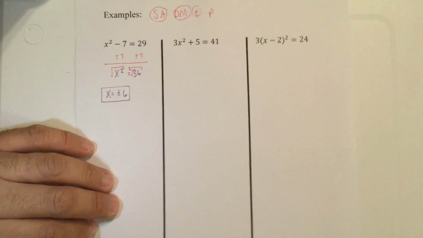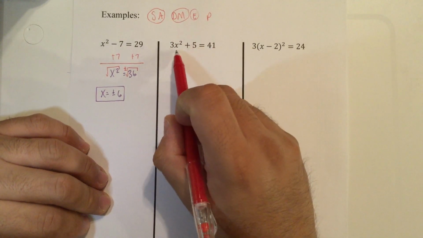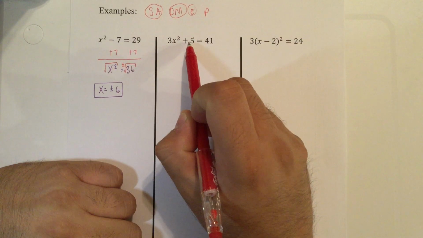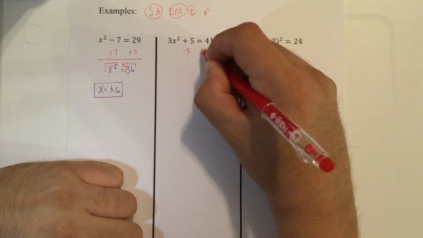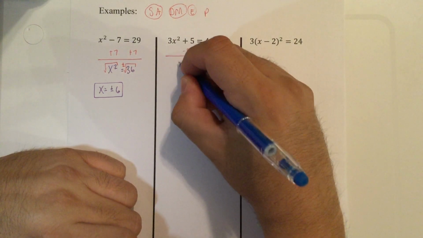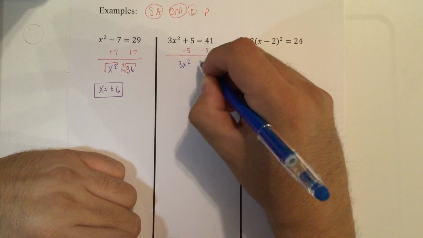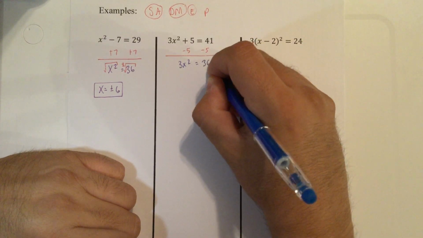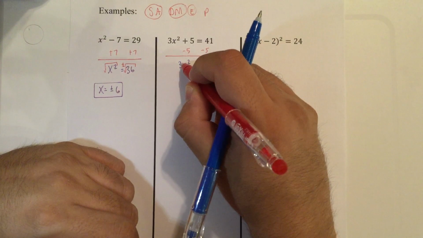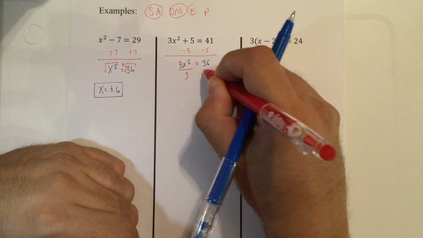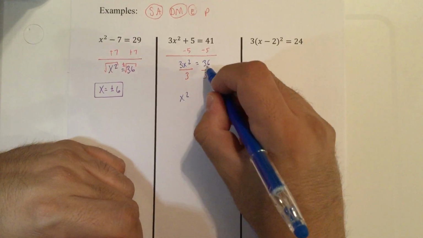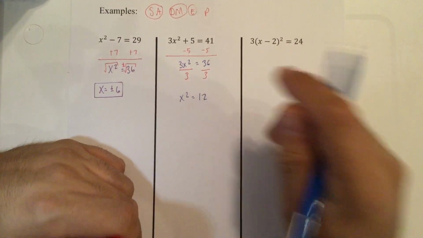All right, let's take a look at the next one. Again, we are going to try to solve for x. The first thing we do is add or subtract. I see a positive 5. To undo that, we subtract 5 from both sides. And that's going to give us 3x squared. The 5's cancel. 41 minus 5 is 36. Now we're going to look for multiplication or division, which we do have, 3 times x squared. So we're going to do that by dividing by 3. So 3x squared divided by 3 is x squared. 36 divided by 3 is 12.